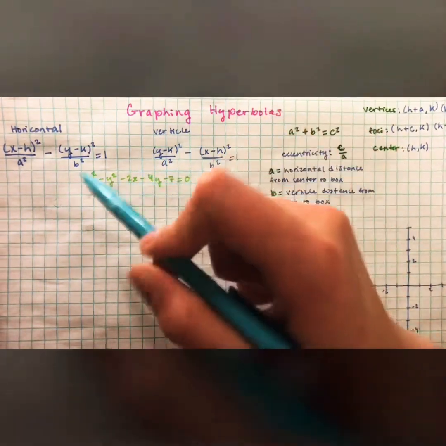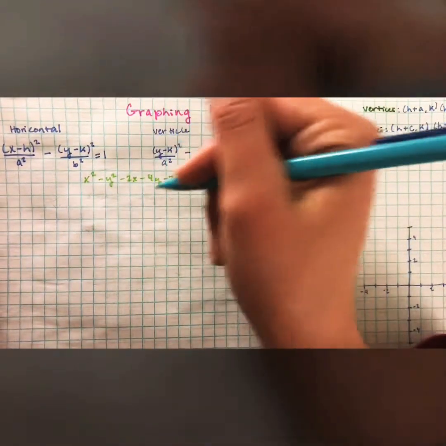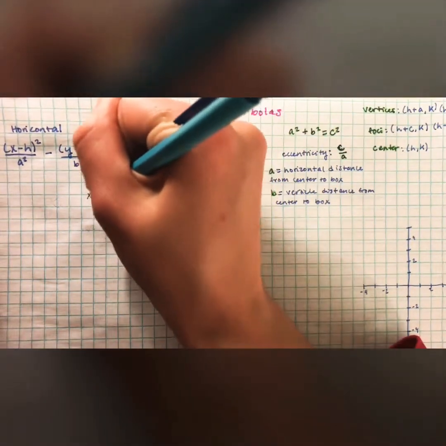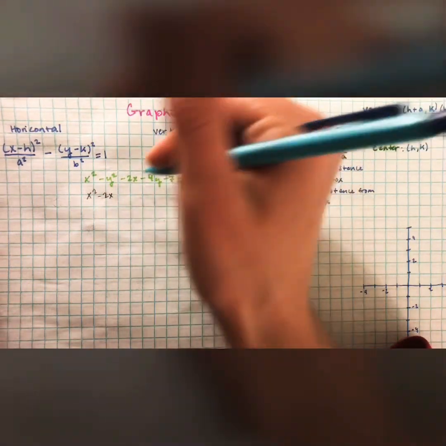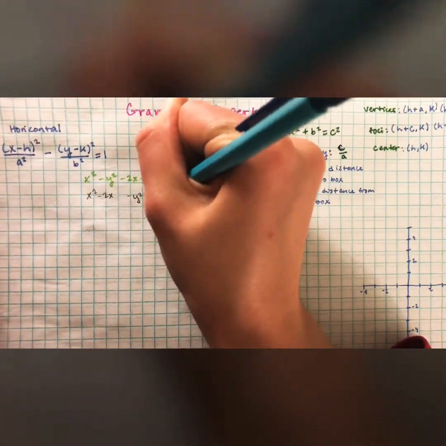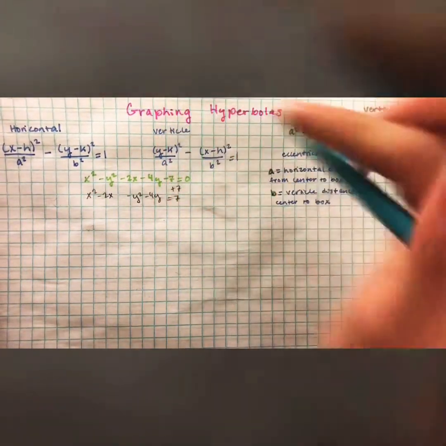So our first step in making this look like this is we're going to do completing the square. So we're going to take all of our variables, all of our x's and y's, and put them together. So we have x squared minus 2x and negative y squared minus 4y. Then we can add over our 7, and we get equals positive 7.